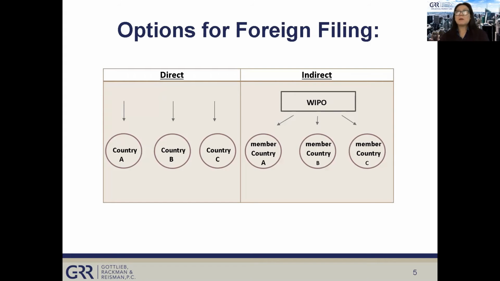There are a couple of options in foreign filing a patent or trademark. It's direct versus indirect. On the left side, I show that direct filing is basically filing directly in each individual country where you want protection. And the indirect route is using the WIPO agreements and filing through WIPO, and WIPO will then send it out to various different member countries.